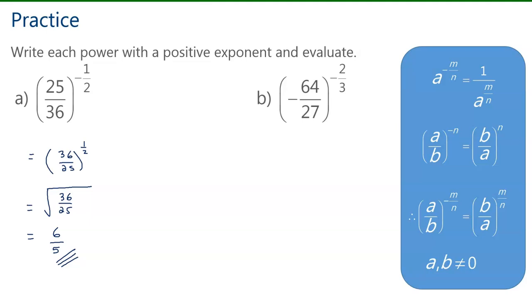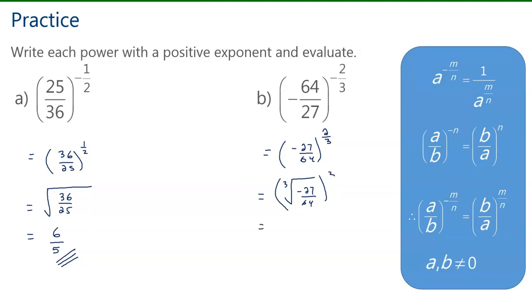In b, we have -64 over 27 all to the -2/3. Very quickly, we can take the reciprocal of -64 over 27, which is -27 over 64, and change the -2/3 to a +2/3. Recognizing that we have a denominator in our rational exponent of a 3, implying that this is a cube root of -27 over 64, and then all squared.